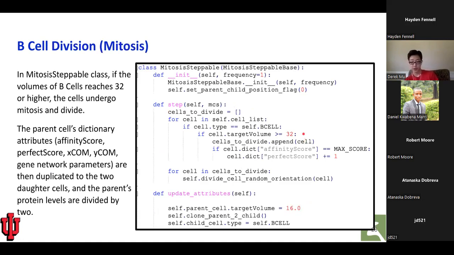So if the B cells grow enough and reach a specific volume of 32 or higher, then the cells undergo mitosis and divide in the mitosis separable class. The parent cell's attributes are then duplicated to the two daughter cells, essentially cloning the original parent cell.